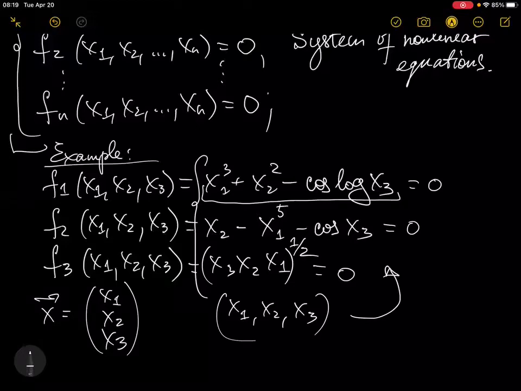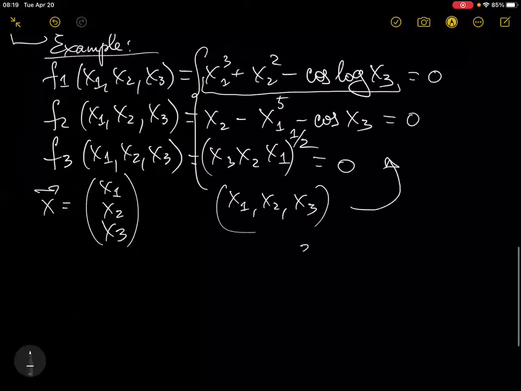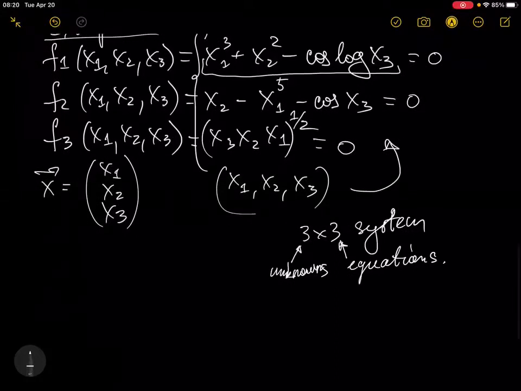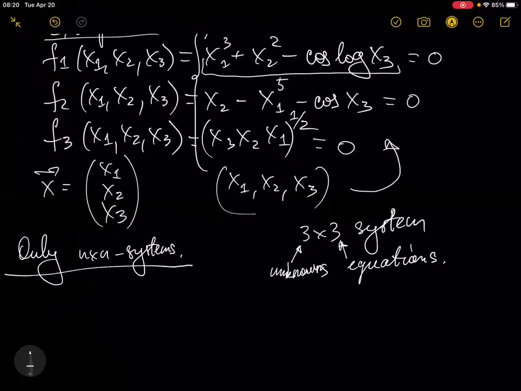Okay, so we can call this a 3 by 3 system, although we don't have any matrices here, right? Saying that we have 3 unknowns and 3 equations. As I said, we will be considering here only n by n systems, where the number of unknowns and the number of equations is the same.